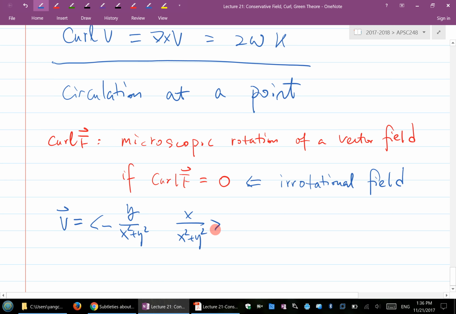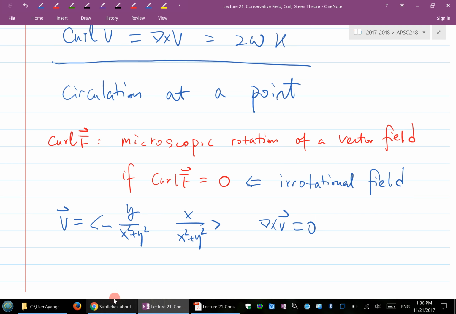Okay. So if we have this vector field, and you can calculate it, you'll get del cross F equal to 0. This is not a conservative field. Outside the origin, it's still conservative, but if the origin is included, then it's not conservative. But this del cross product is 0.